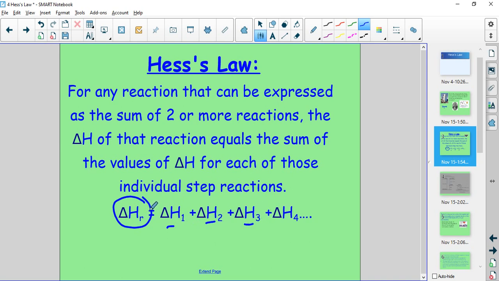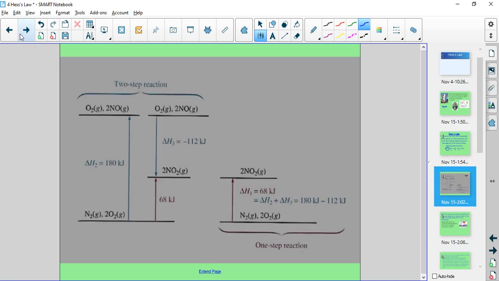We know after finishing our organic chemistry unit that reactions don't tend to be just one-step reactions. They tend to be more than that, and those are called reaction mechanisms. Each of those individual reactions, if you add up their individual enthalpies, gives you the overall enthalpy of the overall reaction. And here's an example.